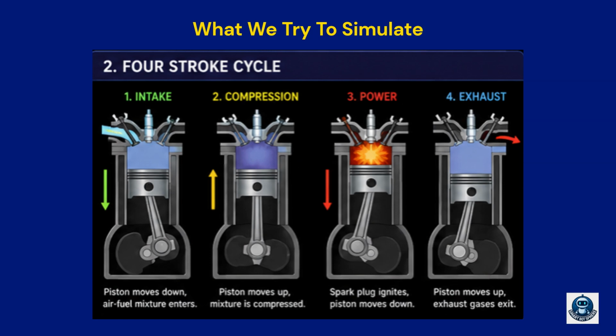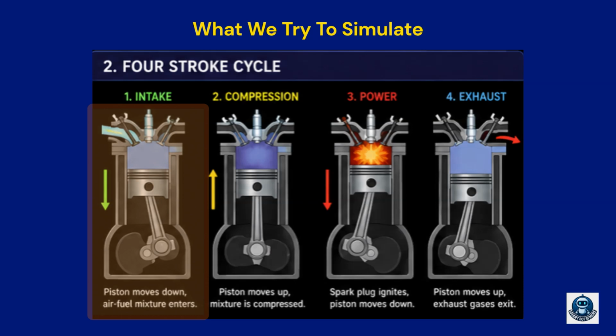This diagram shows the four-stroke cycle used in most motorcycle engines. Every engine cycle consists of 4 stages. Let's look at them one by one. The first stage is intake. During the intake stroke, the piston moves downward. As the piston moves down, fresh air and fuel enter the cylinder. You can think of this as the engine taking a deep breath.